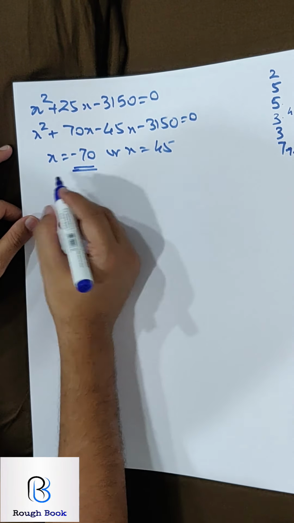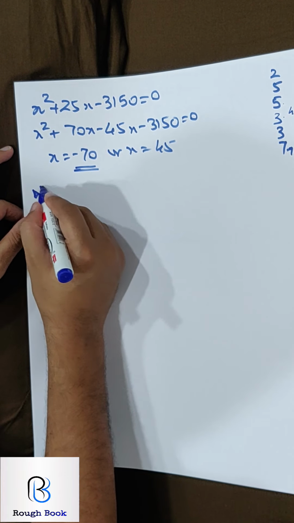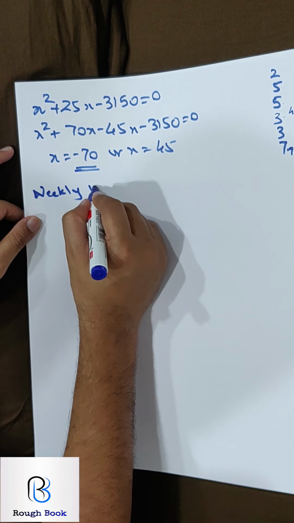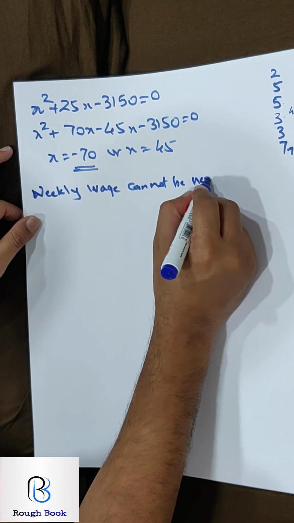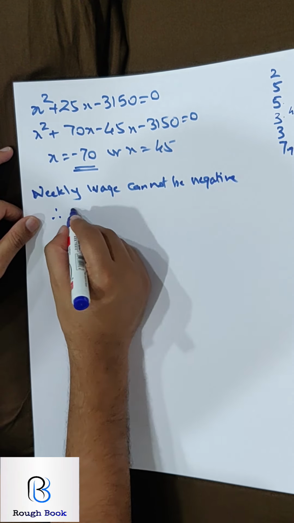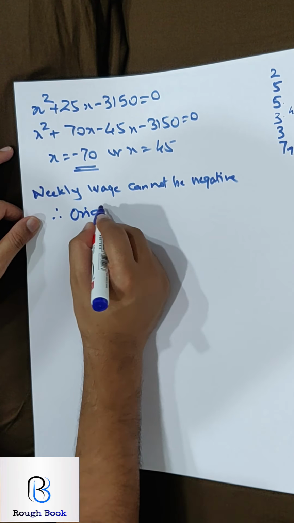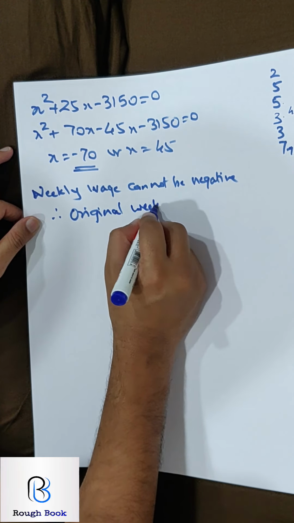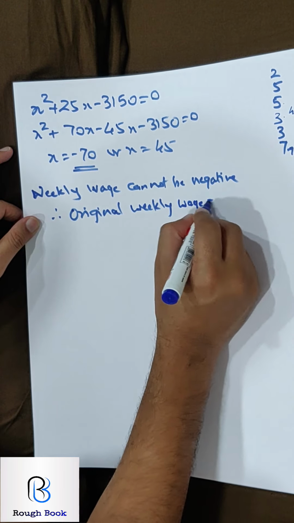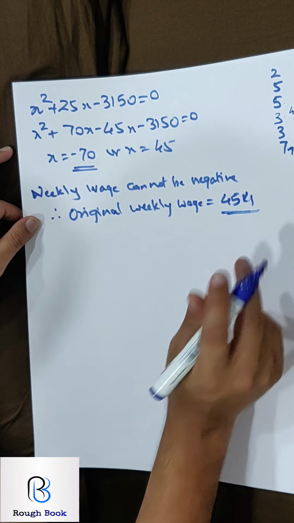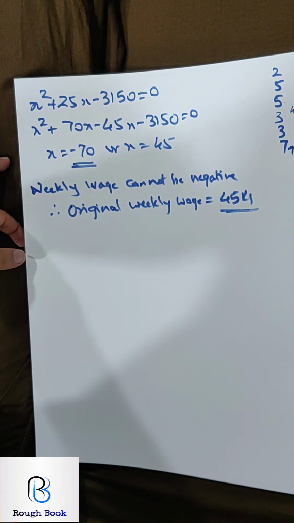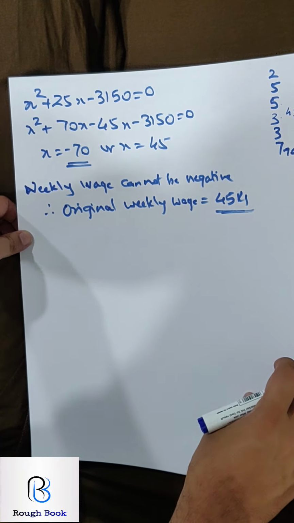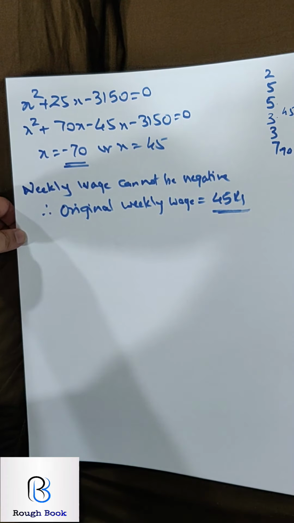So your negative 70. So weekly wage cannot be negative, and therefore original weekly wage equals 45 rupees. Did you get this? Wow, that's good. Please look at the question once again, the entire sum, look at it, solve it well. It's a good question from exam point of view.